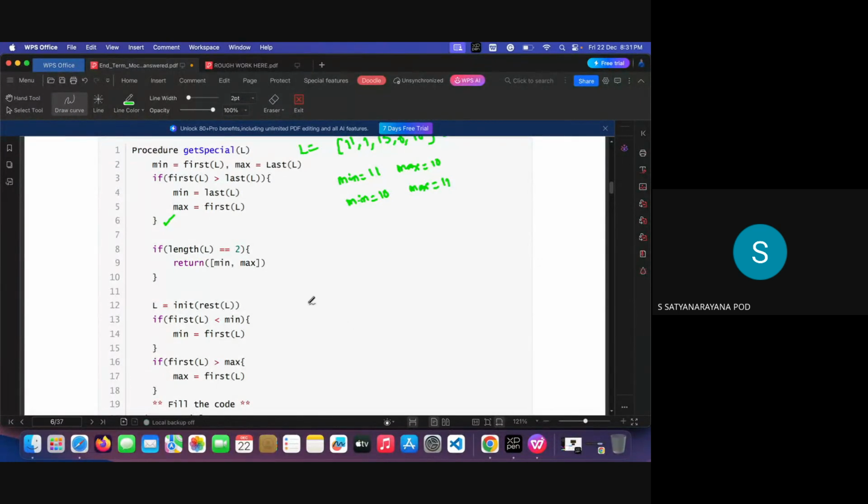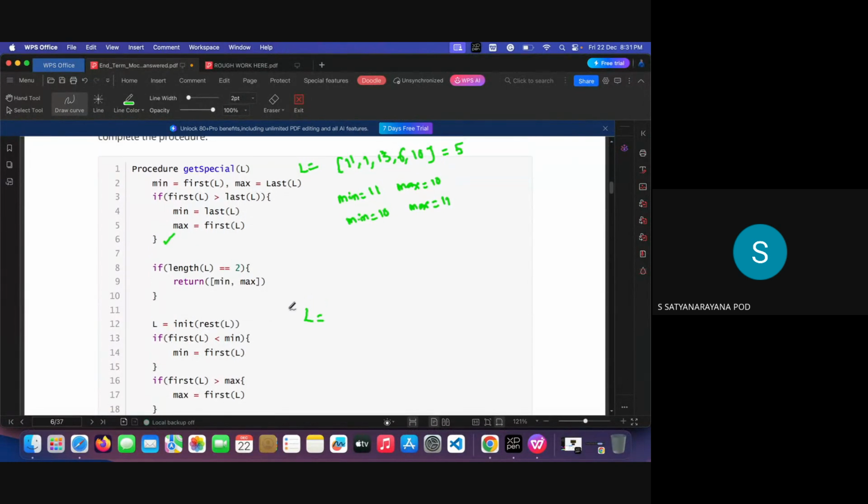So now the latest update of the list we are getting. What is my latest update of the list? It is init of rest of the list. Rest of the list means, definitely, except the first element you get the remaining part. This is called rest.